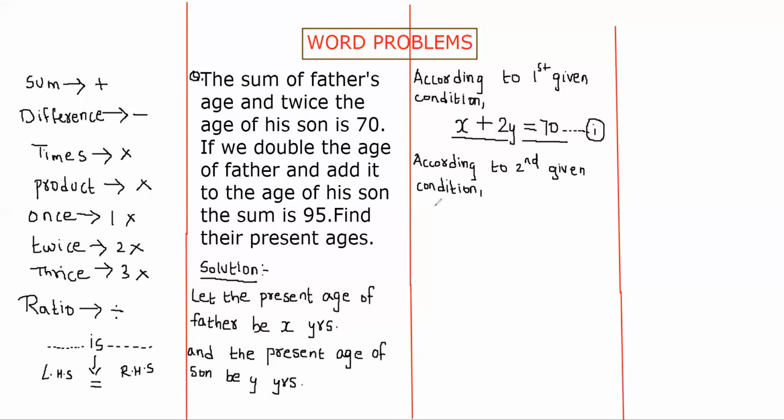So if we double the age of the father, the father's age is x. So double the age of the father means 2 into x. If we double the age of the father and add it to the age of his son, the son's age is y. So 2x plus y. The sum means equal to, the sum is 95. So this is our second linear equation in standard form. We'll mark it as equation number 2.